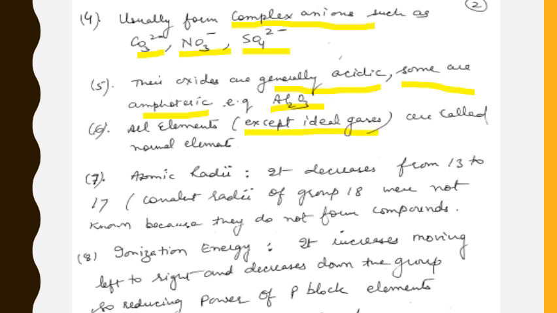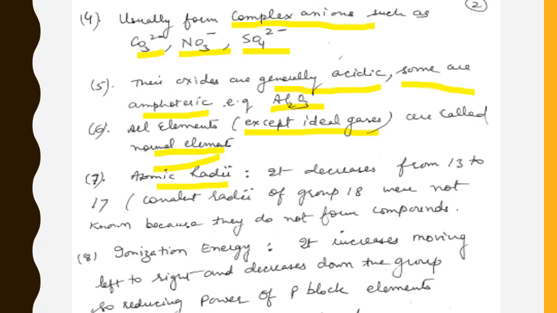Except the inert gases, these are called the normal elements. The S and P block elements are called normal elements. D block elements are called transition elements. And F block elements are called inner transition elements on the basis of the property. So they are considered to be normal elements.